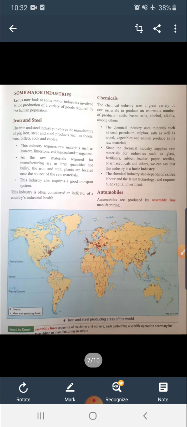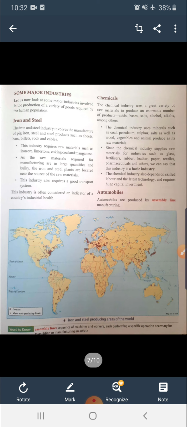The chemical industry also depends on skilled labor and advanced technology and requires a huge capital investment. Next is the automobiles. Automobiles are produced by assembly line manufacturing. What is assembly line manufacturing? It means a sequence of machines and workers, each performing a specific operation necessary for assembling or manufacturing an article.